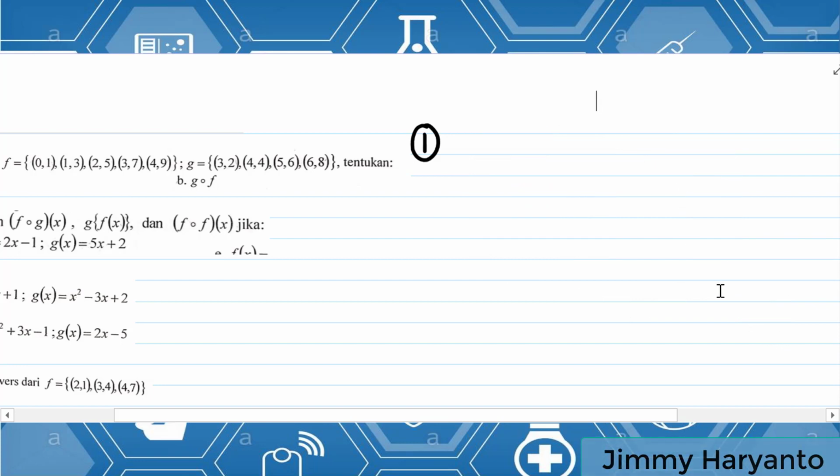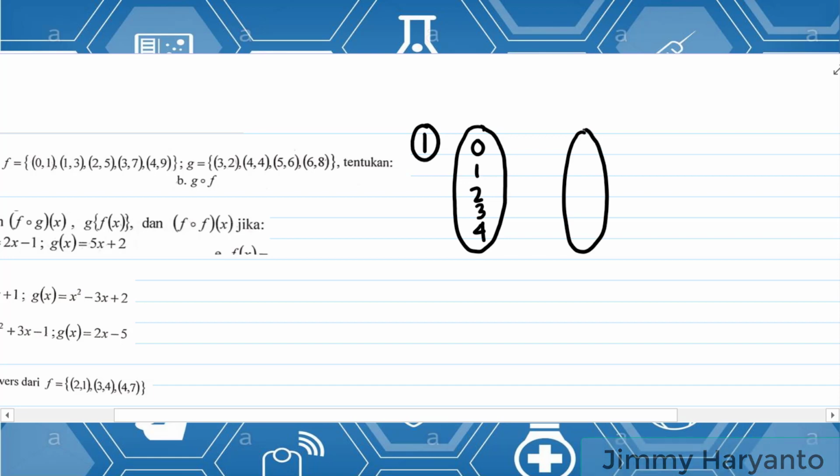The second one is GOF. GOF means we start from F followed by G. Start from F we have 0, 1, 2, 3, 4 as its domain, and then the range is 1, 3, 5, 7, 9. So 0 goes to 1, 1 goes to 3, 2 goes to 5, 3 goes to 7, 4 goes to 9, and then followed by G.